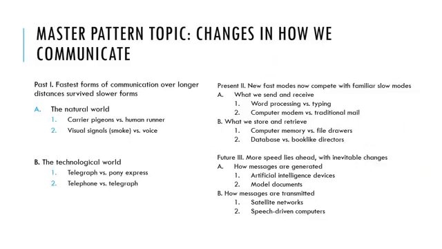This is an example of a pattern topic. The example is about change in how we communicate, using the past and present. The past: the fastest form of communication over a longer distance survives slower forms. They mention the natural world and the technological world. The present: what we send and receive, what we store and retrieve. And the future: more speed lies ahead, about how messages are generated and how messages are transmitted. This is the first example using past, present, and also future.